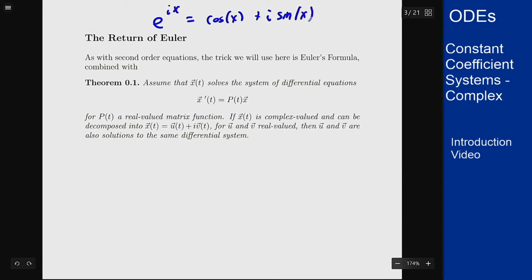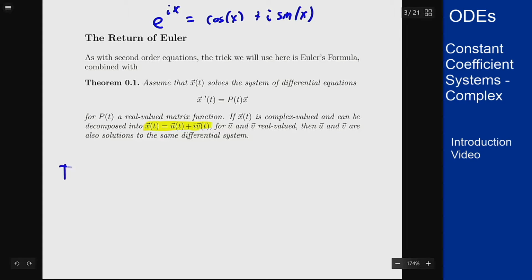And we can use that to convert our complex solutions into real solutions because we also have the same result from before, that if I can split my solution into a real and imaginary part, then separately the real part and the imaginary part are both solutions to the original equation, assuming that our coefficient matrix is real valued, which we're going to be doing in this case. So the idea is more or less the same as before.